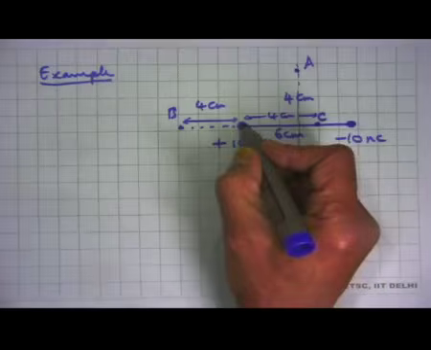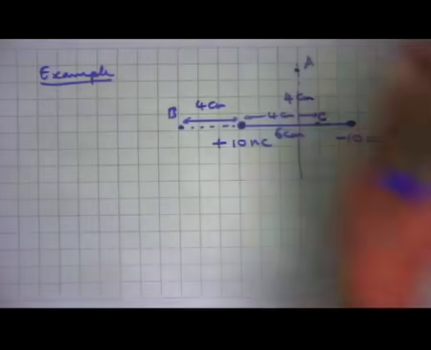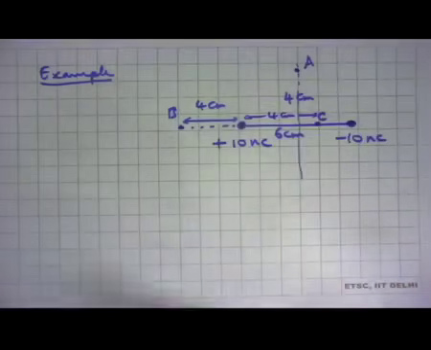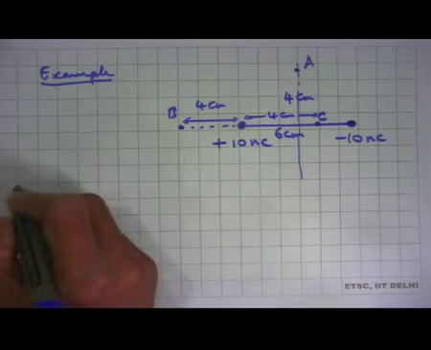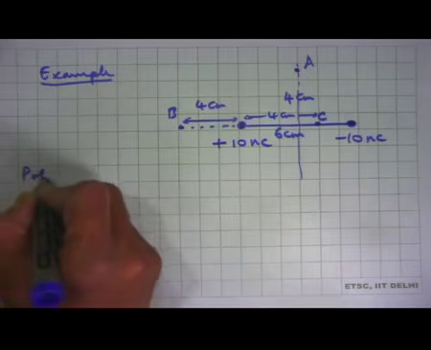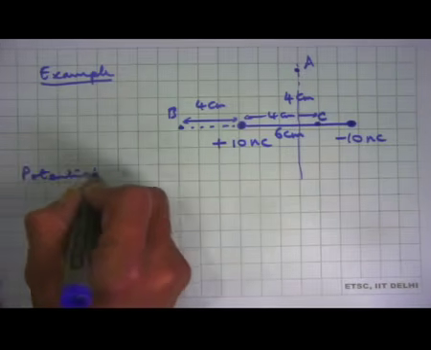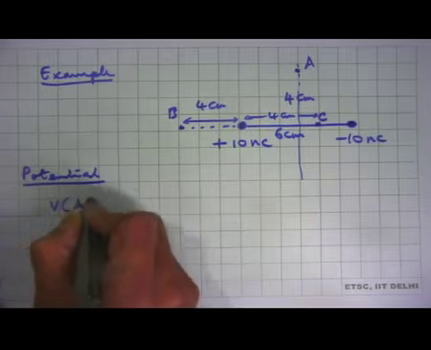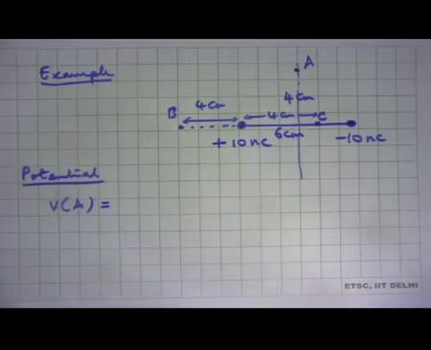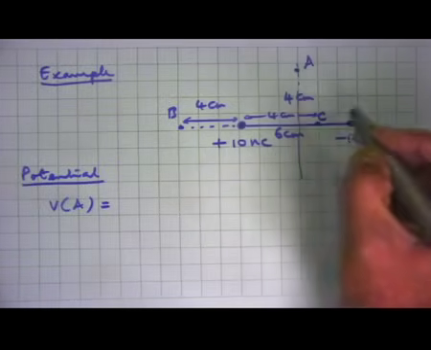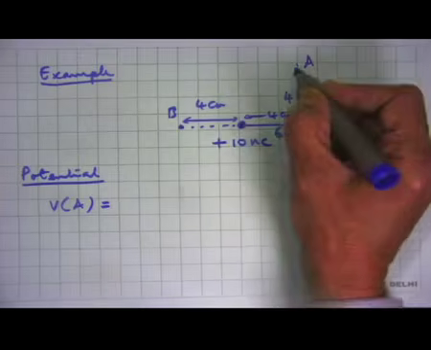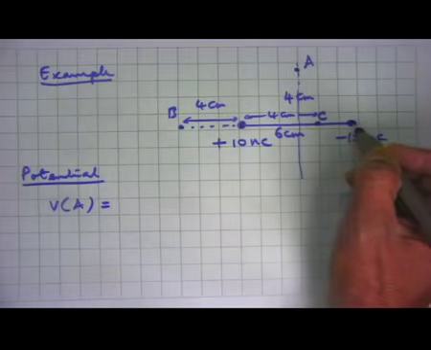Okay. So, I have plus 10 nanocoulomb, minus 10 nanocoulomb, and these two charges generate an electric field. I want to calculate the potential at different points. So, first let me start calculating potential. So, V at A. Now, potentials also satisfy principle of superposition. So, the total potential at A is the potential at A because of plus 10 nanocoulomb plus the potential at A because of minus 10 nanocoulomb.